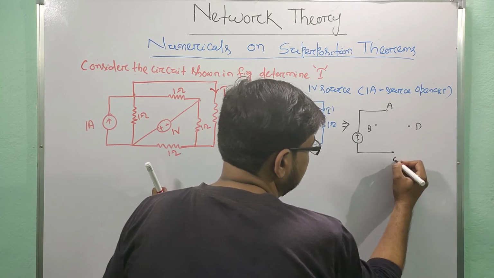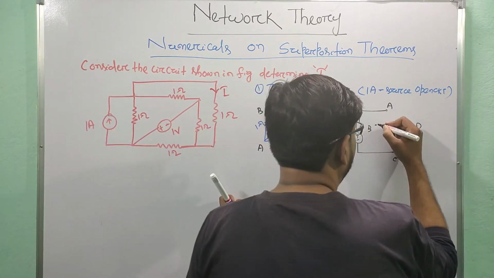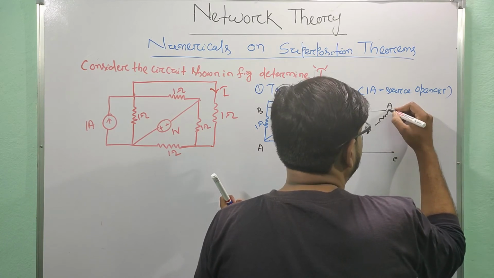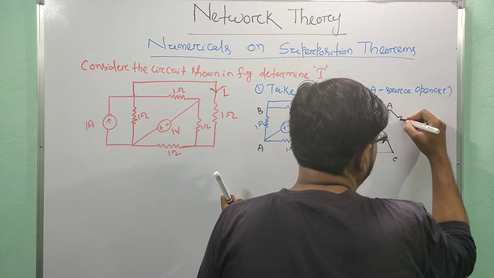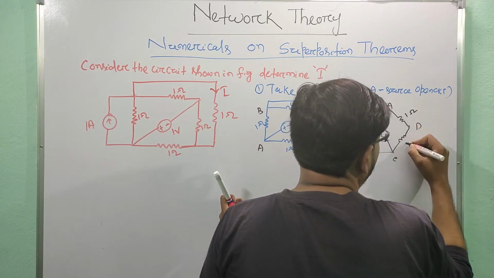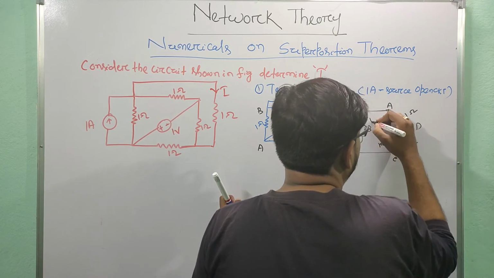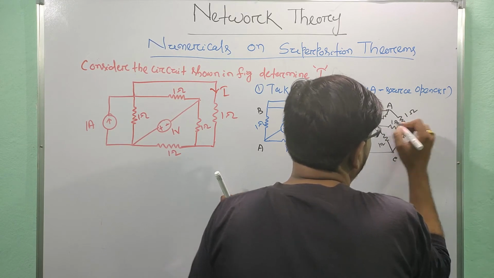Let it be C. Voltage source is connected. Now A to B, this is my 1 volt, 1 ohm. This is your 1 ohm. Now this is your 1 ohm and this is your 1 ohm. 1 ohm, 1 ohm, 1 ohm resistor, 1 ohm resistor, and this is also 1 ohm resistor.